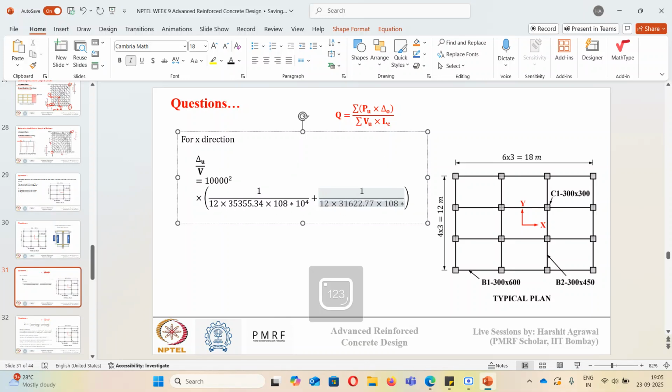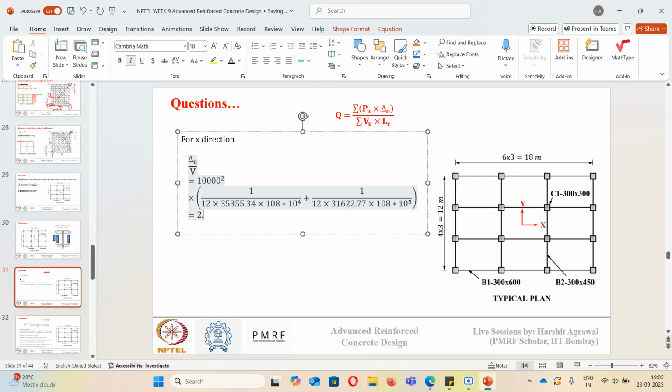108 into 10 to the power 5. Okay, so when we do this calculation, delta u by v in x direction will come out to be 2.424 into 10 to the power minus 4 mm per newton. Okay, so this will come out to be in x direction.